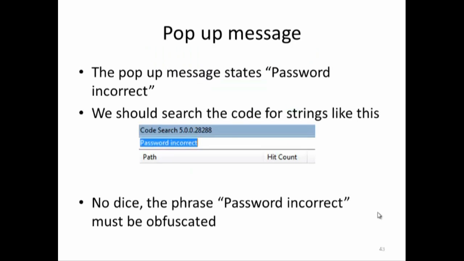So we also talked about where it pops up that message that says password incorrect. Now that term, password incorrect, has to be in the code somewhere. It has to be. So you can just search for it in code search, all right? But there's no results. So no dice. And we knew it already, but that just goes to show you that a lot of that functionality is hidden via obfuscation.